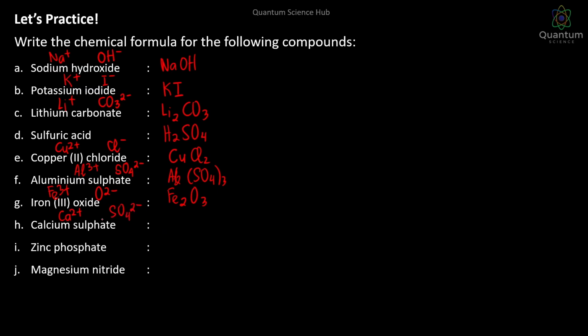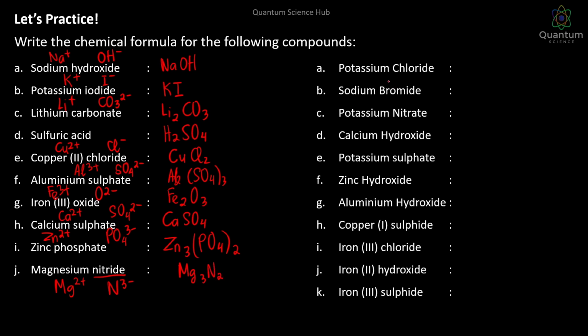Calcium is 2+, sulfate SO4 2-, so they can cancel each other. So the chemical formula is CaSO4. Zinc is always 2+. Phosphate PO4 3-. So the chemical formula is Zn3(PO4)2. You have to put the bracket 2 times. Magnesium Mg2+. Nitride is the nitrogen here, so nitrogen is N3-. So Mg3N2.